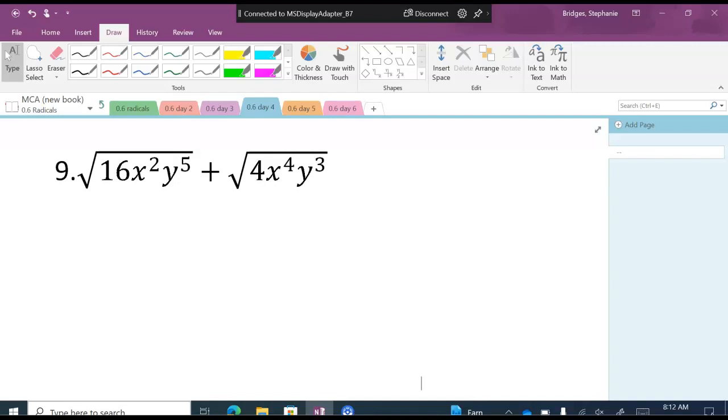Let's start with the numbers. Let me do this. We're going to do 16, and then we're going to split it up into x squared y to the 5th. Is 16 a perfect square? Yes. What's the square root of it? 4. All right, let's do our variables.